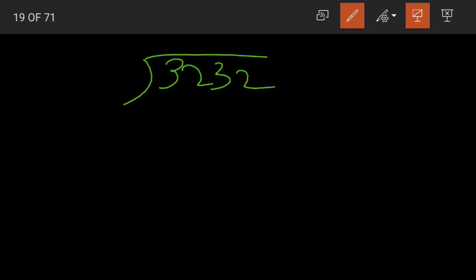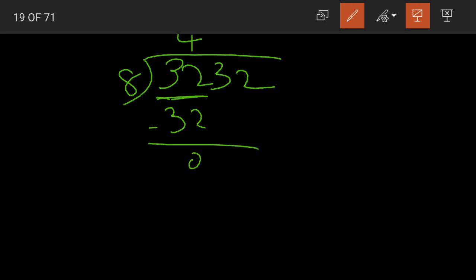3232 divided by 8, children. Now if we take only the first digit 3, 3 does not come in 8 table. 3 is less than the divisor here. So what to do? We should go with 2 digits. Now does 32 come in 8th table? Yes, we have 8 fours are 32. When we subtract, 0 will be a remainder, bringing 3 down.